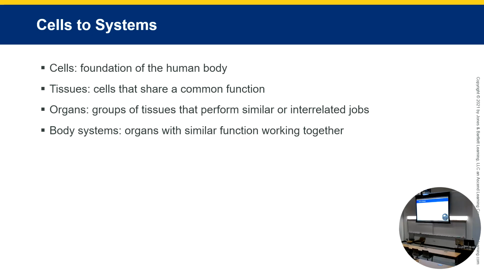So let's break it down. A cell. The cell is the foundation of the human body, okay? When you have a bunch of cells that come together and have a common function, we call that a tissue. When we have a bunch of tissues that come together and have a similar function, we call that an organ. And then when we have a group of organs with similar functions, we call that a body system. That is the simplest breakdown of your body, of your entire existence. Cells all the way to body systems.